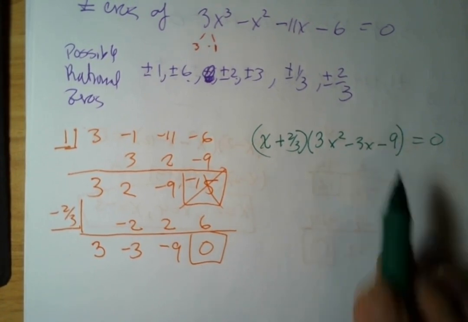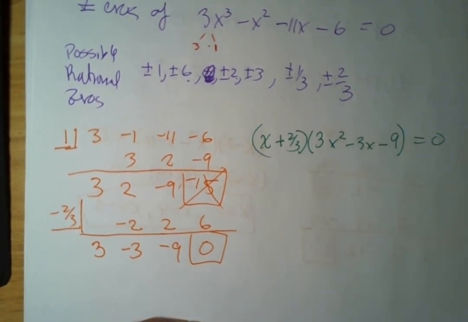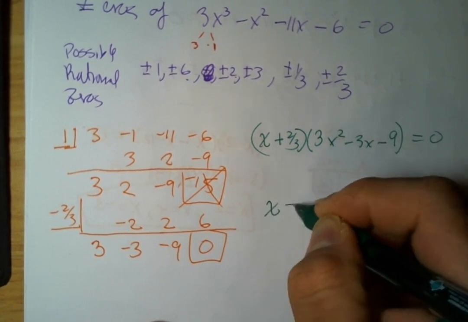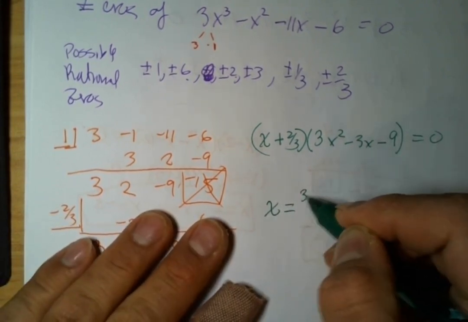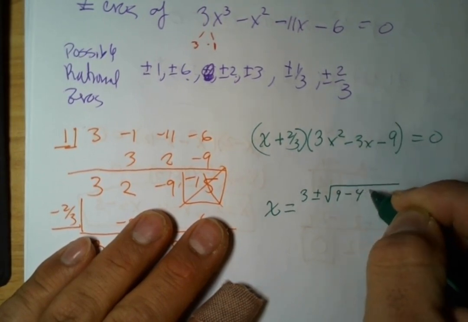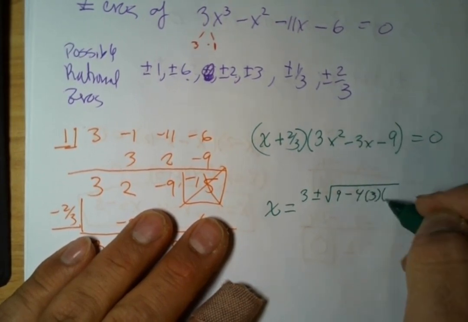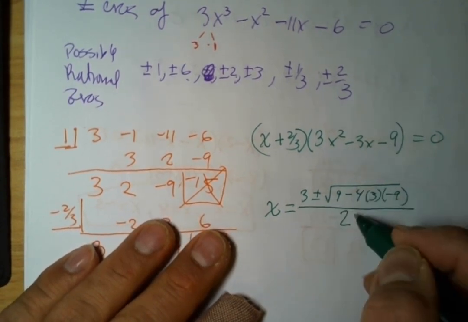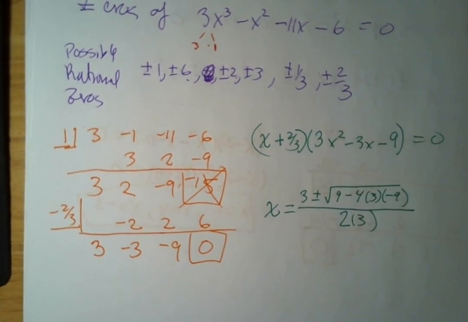We need something that multiplies to negative 27 but adds up to negative 3. 9 times 3 is the only one I can really think of, but that doesn't work. So I'm going to have to use the quadratic formula. So the next zeros are x equals negative b, plus or minus the square root of b squared minus 4 times a times c, all over 2a, which is 3.